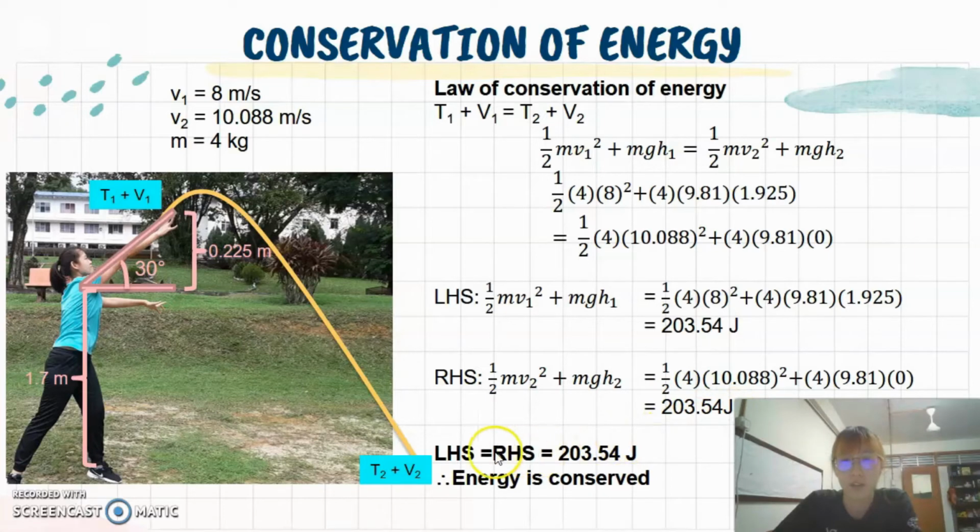203.54 joule. So from this we prove that the left hand side is equal to the right hand side, which is 203.54 joule. So we can prove that energy is conserved. So that's all from me, thank you.